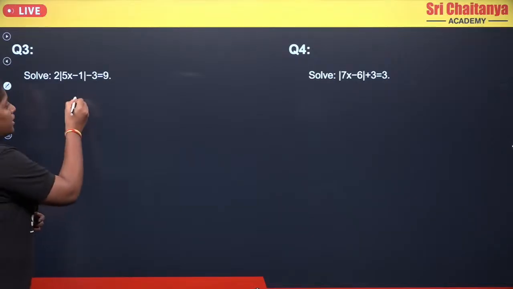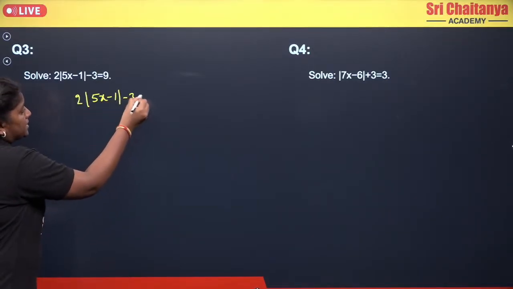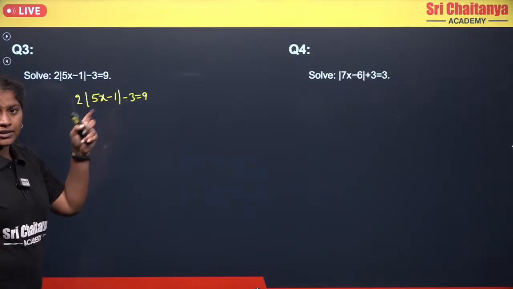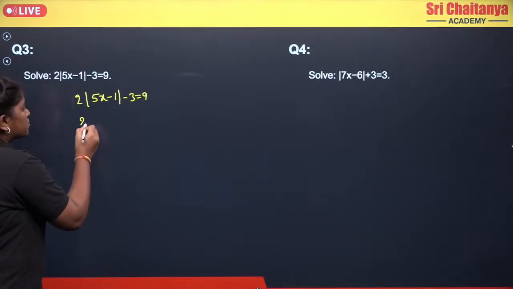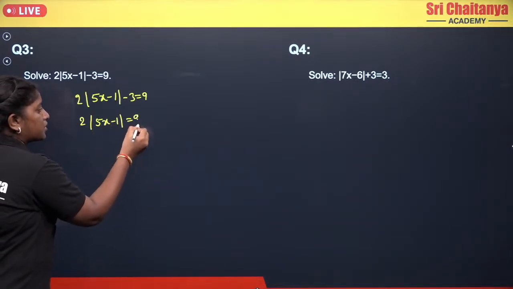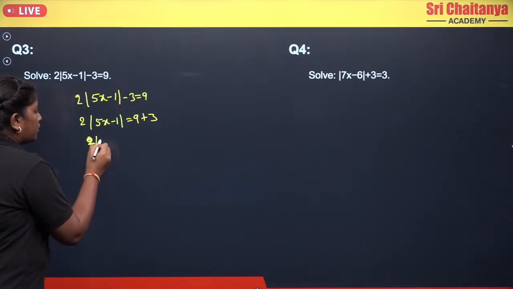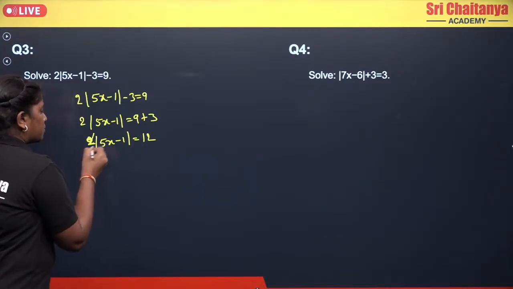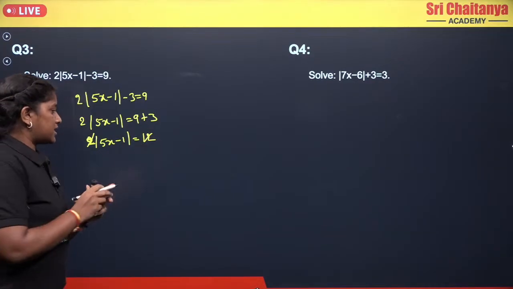Okay. So now here it will become 2 modulus of 5x minus 1 minus 3 equals 9. First of all, we are going to take our minus 3 to the other side, so that becomes plus 3. So that becomes 2 times modulus of 5x minus 1 equals 9 plus 3. So it will be 2 into modulus of 5x minus 1 equals 12. So 2 will cancel 12 for 6. So now here we got 6.